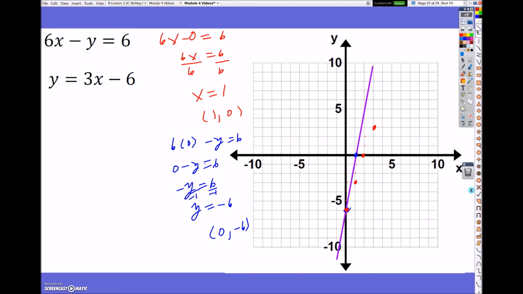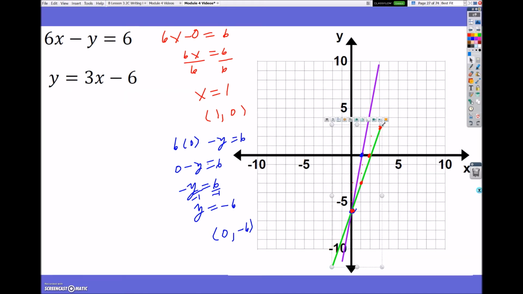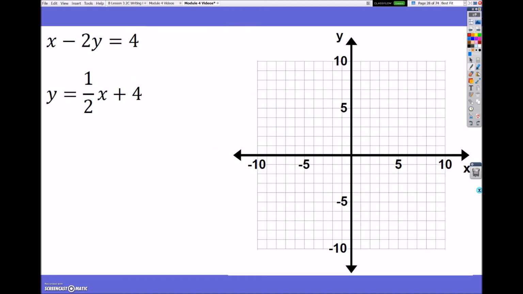And it's kind of nice because the y-intercept is the answer to this system because that's where my purple and green line cross. So I don't need to do anything more there. That's where the points intersect, which is (0, -6), excuse me. So this right here, since this is where the purple and the green line intersect, this is the answer to my system. All right, let's go ahead and look at one more.